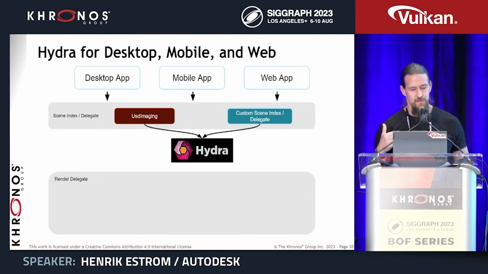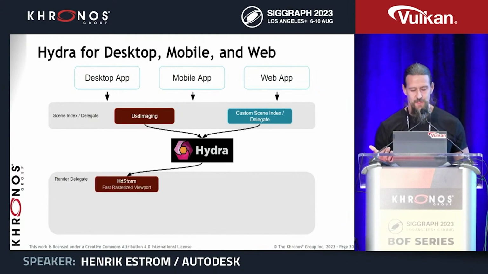On the front end, we have something called a scene index, which is the way that an application, whether it's a desktop, mobile, or web application, describes the scene data to Hydra. That represents the multiple different heads of a Hydra. And on the other side, you have something called a render delegate, and there are several different render delegates, many external, non-Autodesk, but there are three main ones that we are looking at internally.